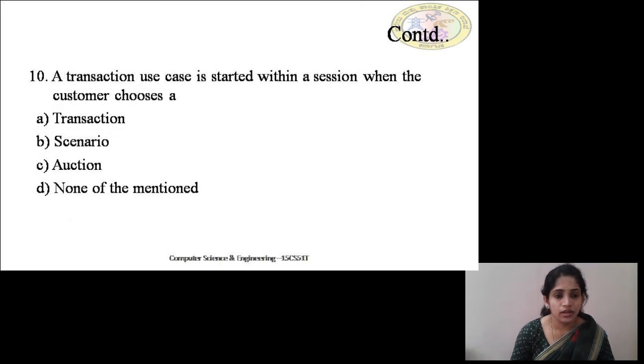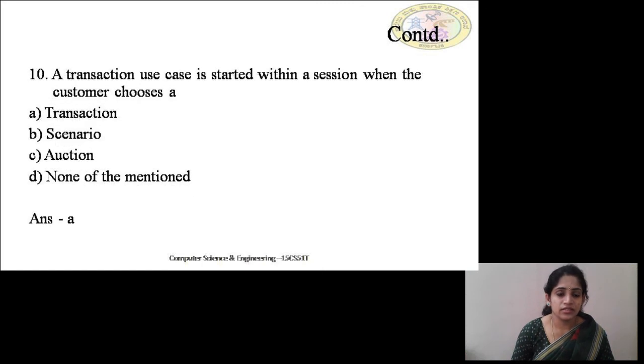Tenth question. A transaction use case is started within a session when a customer chooses a, Option A, transaction, Option B, scenario, Option C, auction, Option D, none of the mentioned. We know the transaction starts with a transaction session. So the best option here is option A, transaction.